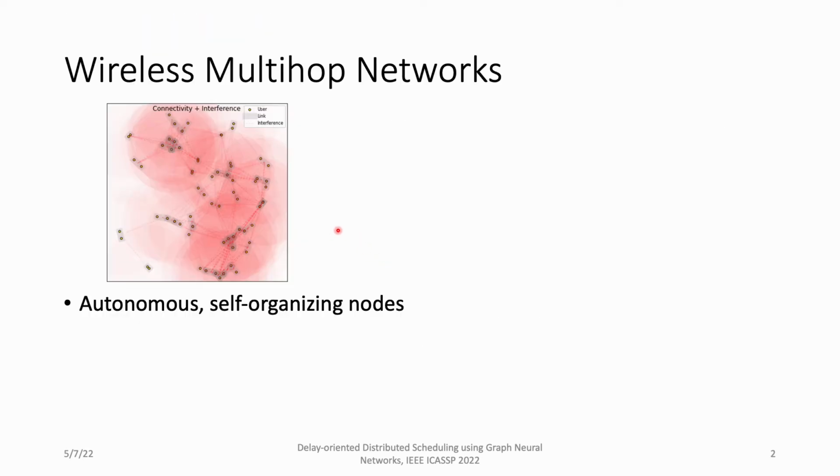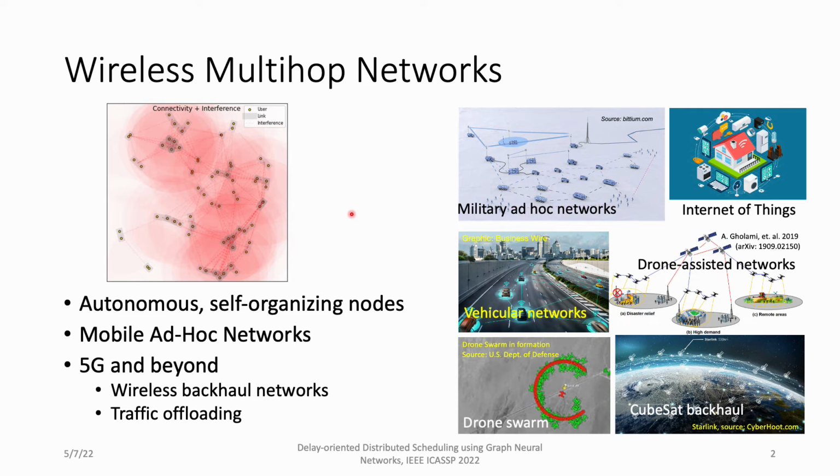Our work is about wireless multi-hop networks. The key feature of this type of network is that the nodes are autonomous and self-organizing. And it has wide applications in both mobile ad hoc networks as well as infrastructure-based networks such as 5G and the beyond.